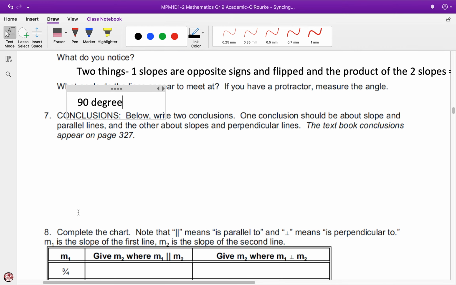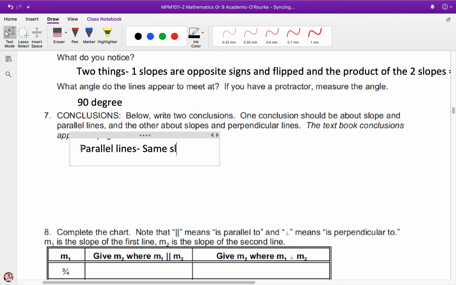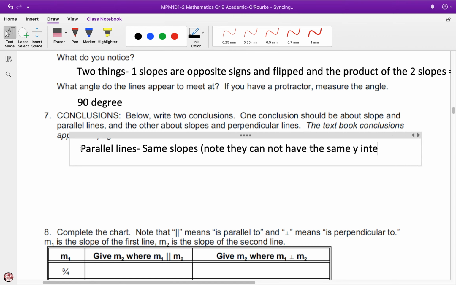So two conclusions we should know about slopes of parallel lines and slopes of perpendicular lines. Parallel lines: two things. Same slopes for parallel. But we have to make a note that they cannot have the same y-intercept. This is because if they had the same y-intercept, they'd be the same line.